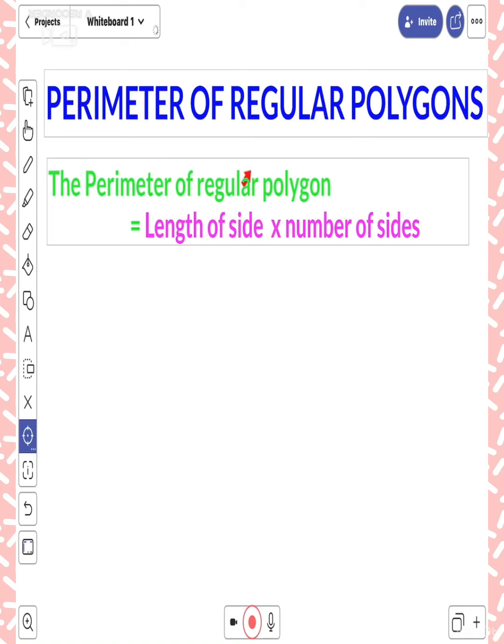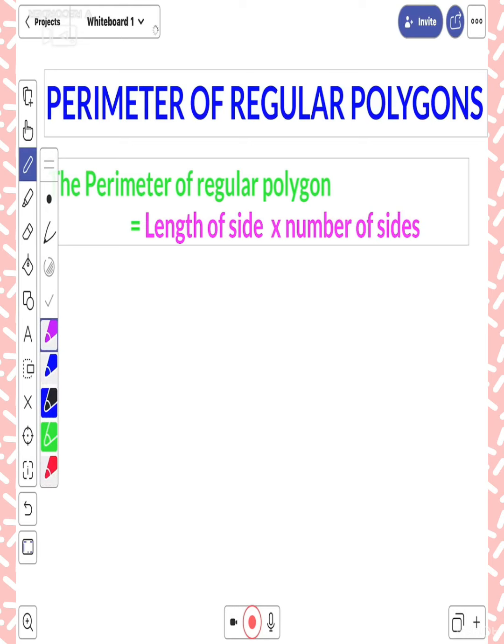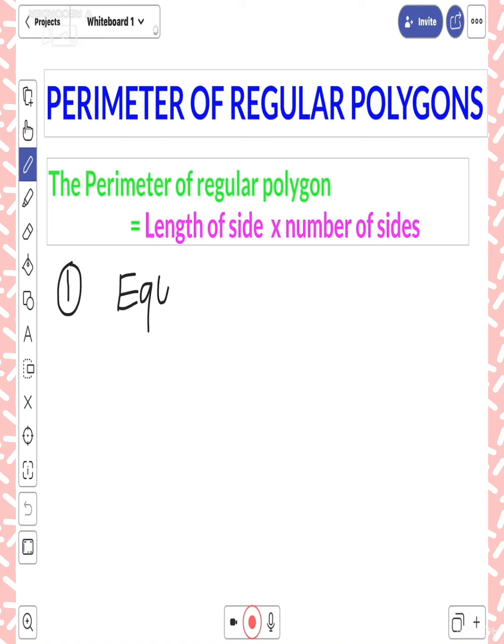Now you can find the perimeter of any regular polygon using this formula: perimeter of a regular polygon equals length of side into number of sides. So examine this formula for number 1, this is for an equilateral triangle.